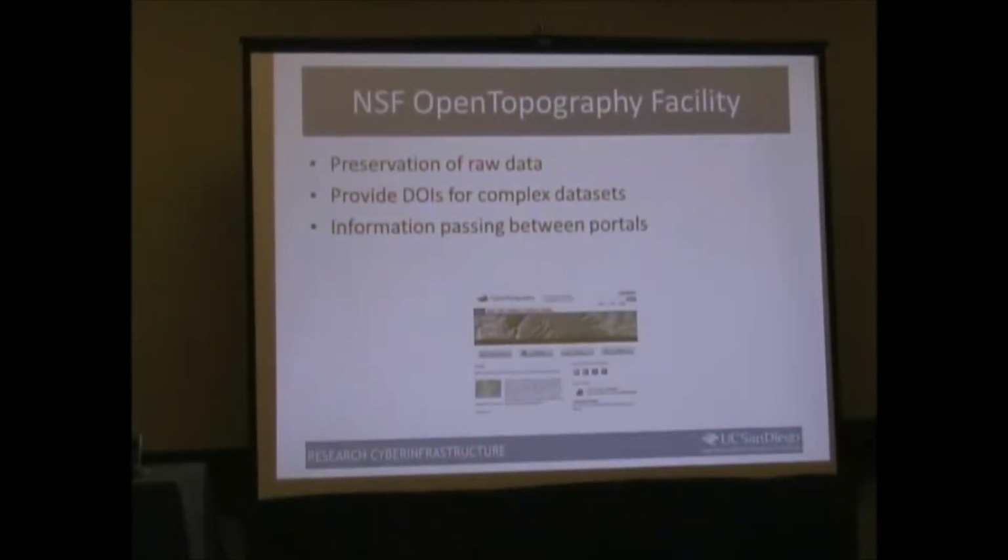Again, how do we provide DOIs for complex data sets? This was touched on a couple of times this morning in that discussion. Their final product could be 42 different pieces, from the raw data to derived products to publications to all these kinds of things. Where do you want your DOI pointing? How do you reference things, et cetera? And then again, information passing between two different curated systems.